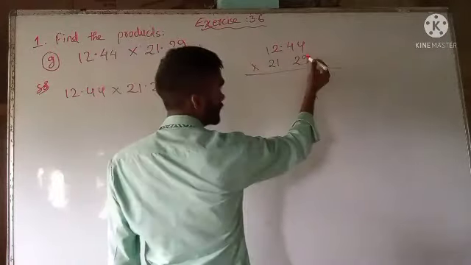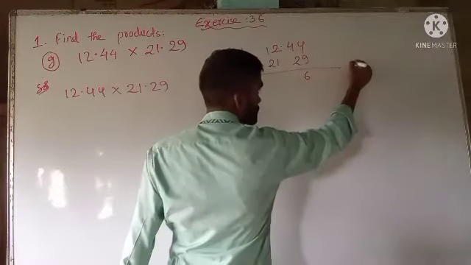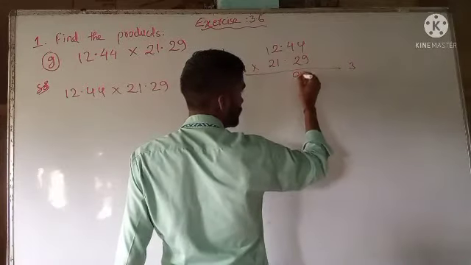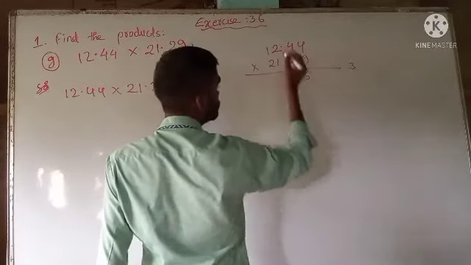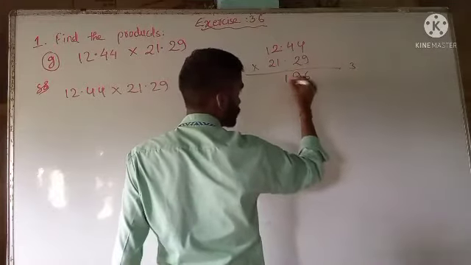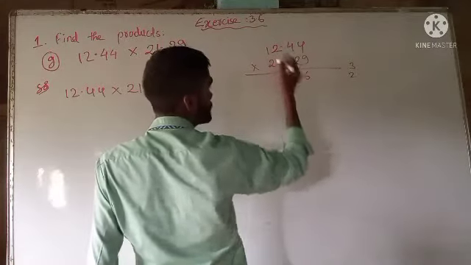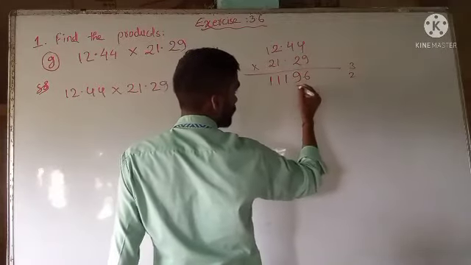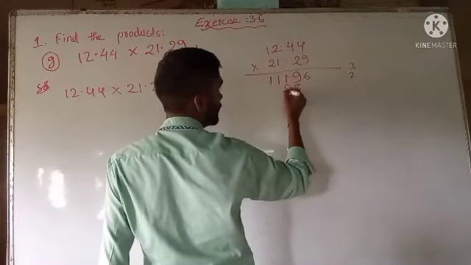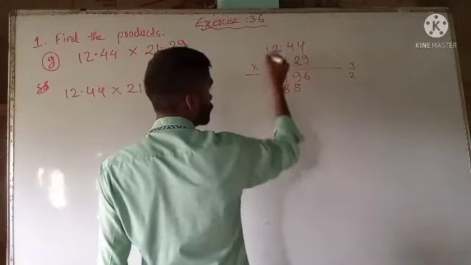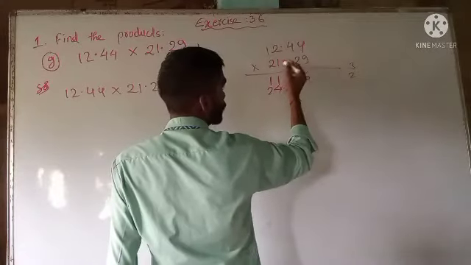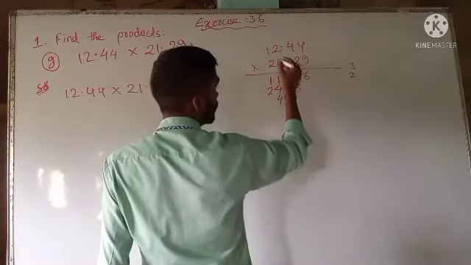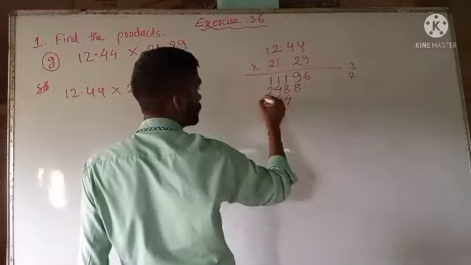So now here 9 into 4, 36, 6, 3 in hand. 9 into 4, 36 again, 36 plus 3, 39. So again 3 in hand. 9 2 is 18, 18 plus 3, 21, 2 in hand. 9 1 is 9 plus 2, 11. Now 2 into 4, 8. Again 2 into 4, 8. 2 into 2, 4. 2 into 1, 2. Now again 1 into 4, it is 4. 1 into 4 again, 4. 1 into 2, 2. 1 into 1, 1.